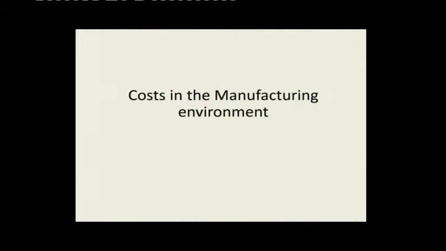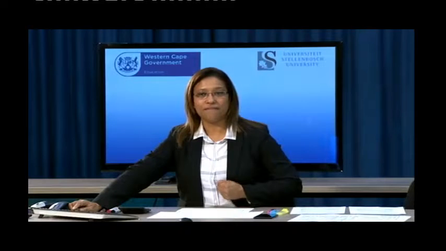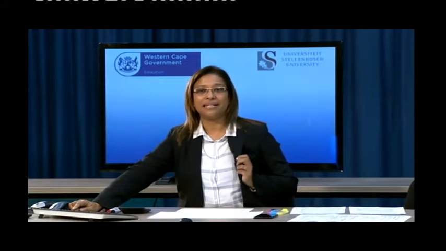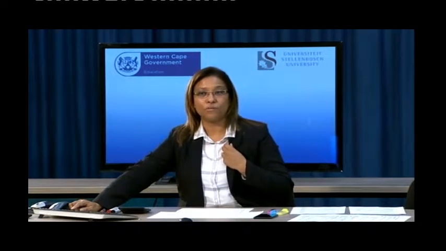Cost in the manufacturing environment. There are a few costs that you have to be aware of. Firstly, there are direct costs. Now, these costs are directly linked to the item, to the product. In other words, it is something that you can identify in the product. So for instance, this jacket I'm wearing, which you're going to see later on, the material, the fabric of this jacket, this is the direct material costs. In other words, you can see it. This forms part of the main part of the jacket, so that's your direct costs.